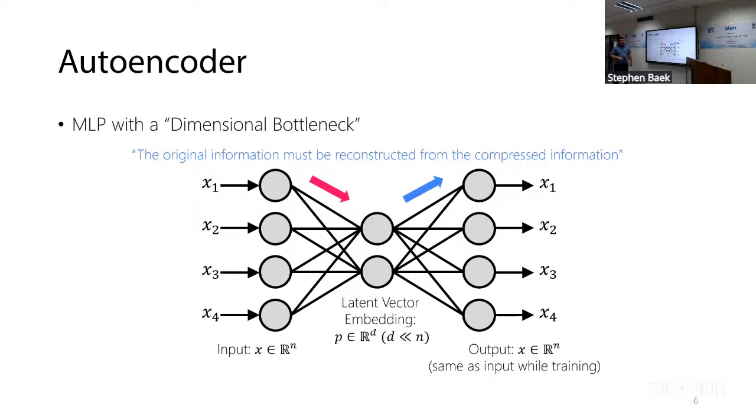And therefore, by training this specific type of MLP on some mean square error type of loss, the neurons will be configured in a way that optimally compresses the original input into some low dimensional embedding, and then reconstructs the original signal.